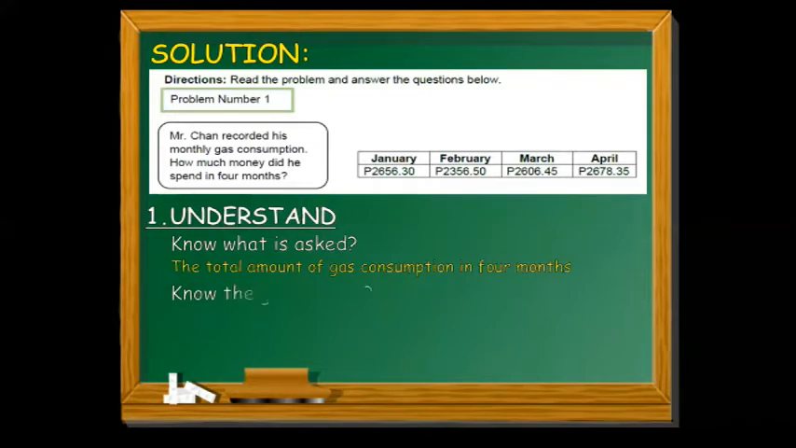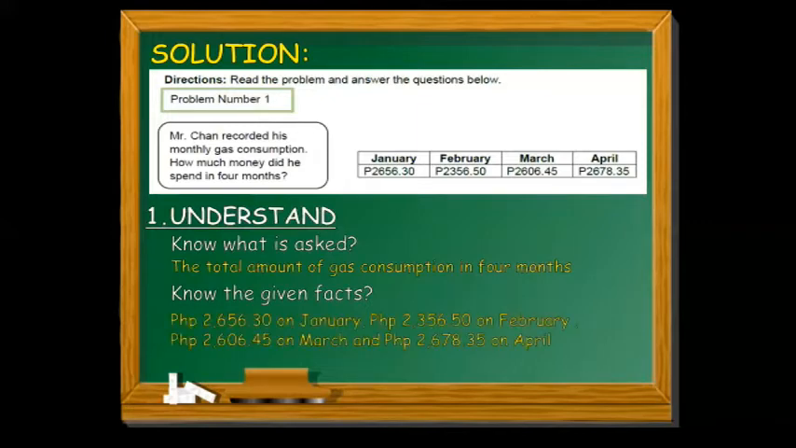And the next one we need to know is what are the given facts. Pag sinabi natin mga given facts, yun yung mga kakailanganin natin para ma-solve natin siya. So we have the amount. We have 2,656 and 30 cents on January. On February, we have 2,356 and 50 cents. And then on March, 2,606 and 45 cents. And then on April, 2,678 and 35 cents. Those are the given facts that we need to know.